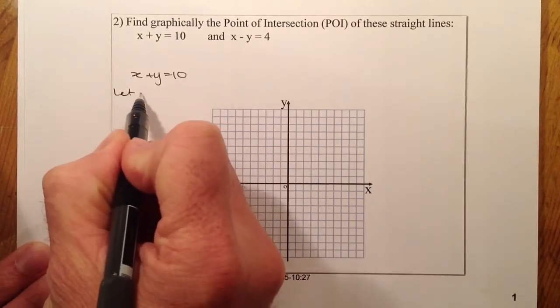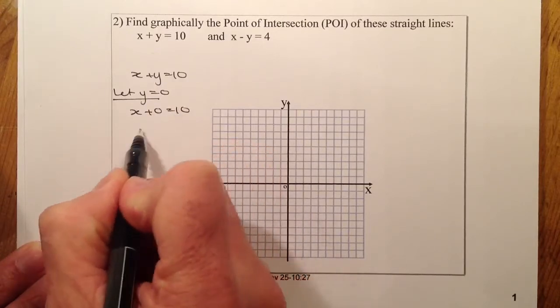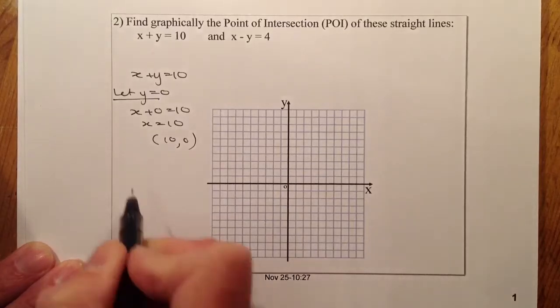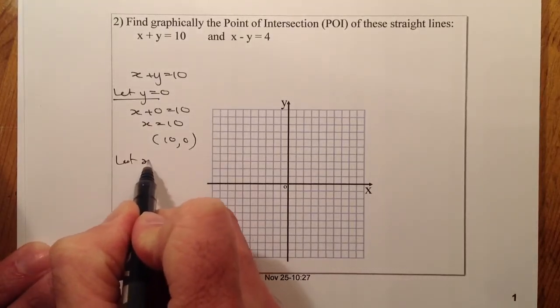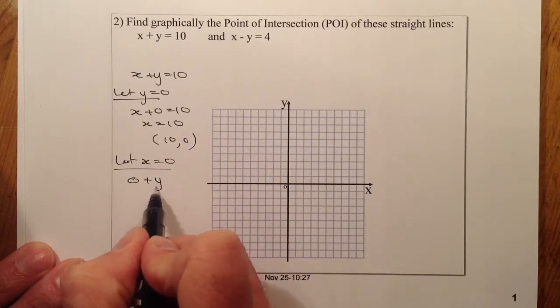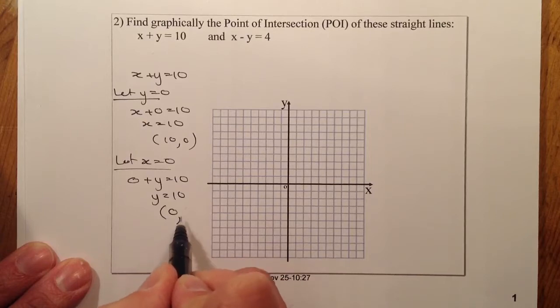So let y equal 0. Okay, so x plus 0 equals 10, so I've got x equals 10 here. There's my first coordinate. I'm going to let x equal 0. If I let x equal 0, so I've got 0 plus y equals 10, and again I've got another 10 coming out there. So that's 0, 10.